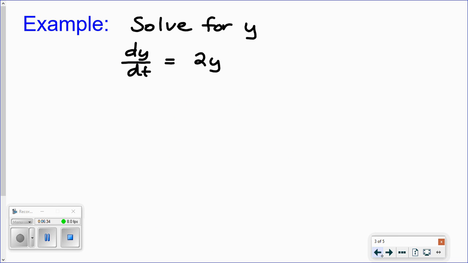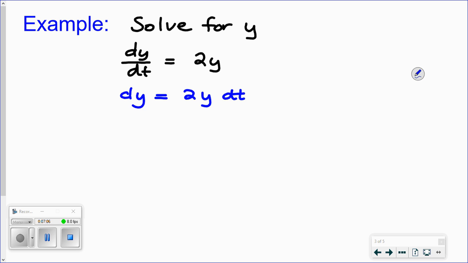Oh, I felt like I skipped an example. Sorry about that. Let's go back to this example. Okay, so this time our differential equation is dy over dt equals 2 times y. To separate this time, I would probably start by multiplying by the dt on both sides, which will give us dy equals 2 times y times dt.